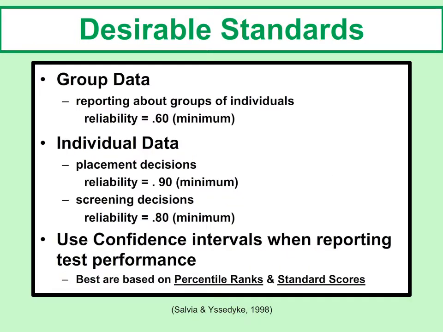Understanding the desirable standards helps us use reliability study results properly. If we are planning on testing a group, the acceptable reliability should be a minimum of 0.60. If we are planning to test an individual, we must also consider the purpose of the assessment. If it is for placement decisions, the acceptable reliability should be a minimum of 0.90. If it is for screening decisions, the acceptable reliability should be a minimum of 0.80.